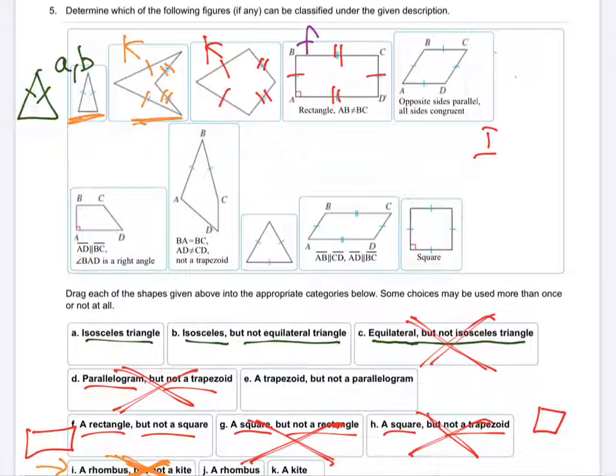Let me know if I miss. Oh, wait. Yeah, I was thinking it was going to be a rhombus, but it's not a rhombus. It doesn't have all four sides equal. No. How about this next one here?